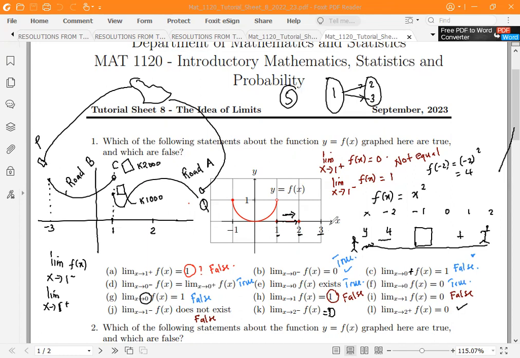Okay? Where you can't see the direction, just check if it is defined at that very point. This one is defined as x is equal to 2. The function is 0. So you can say the limit from any direction is 0 because it's closed there.